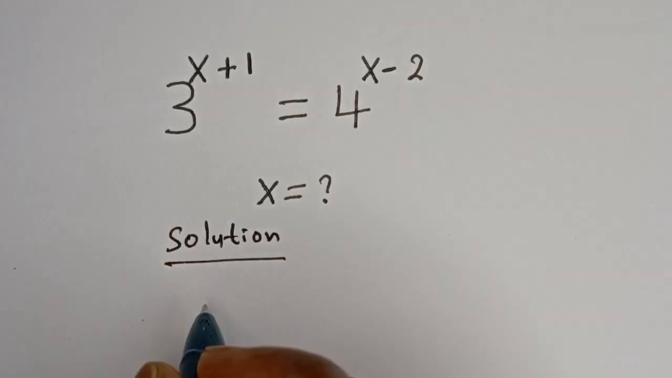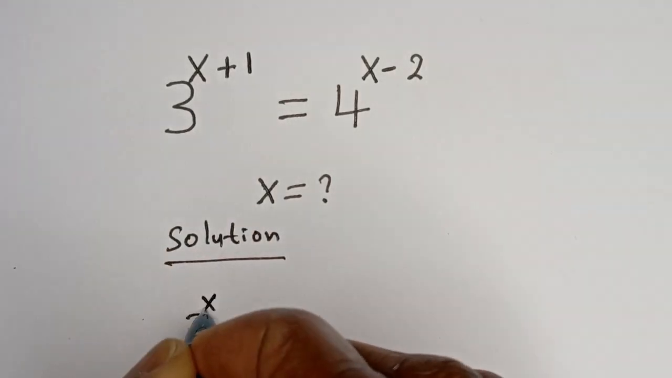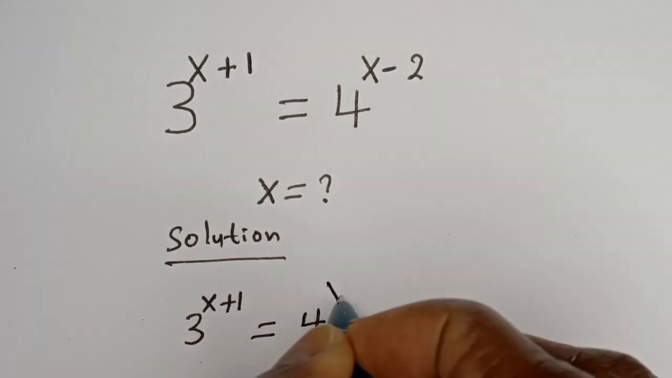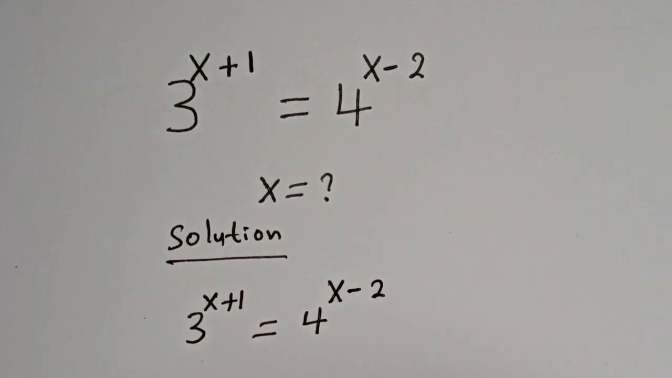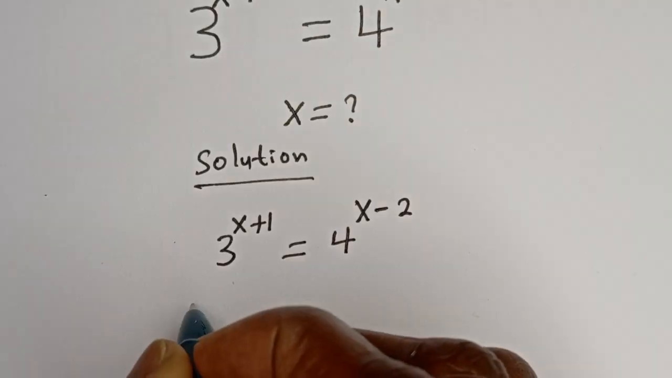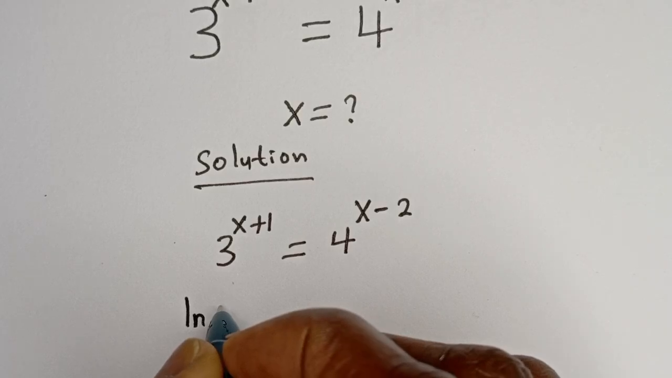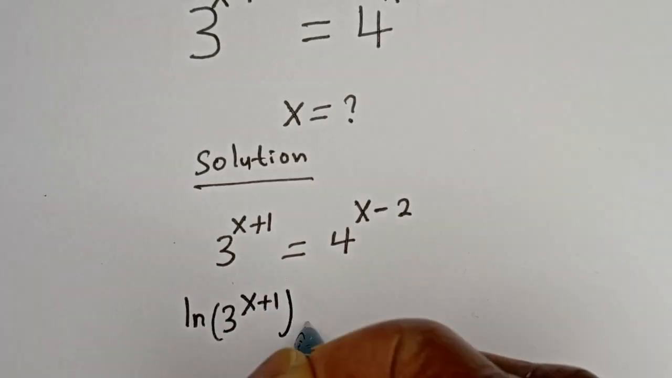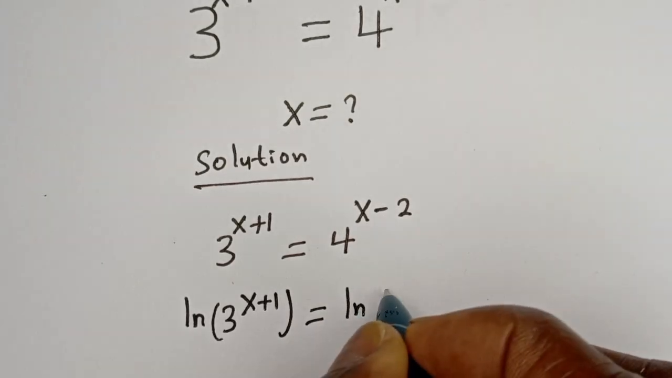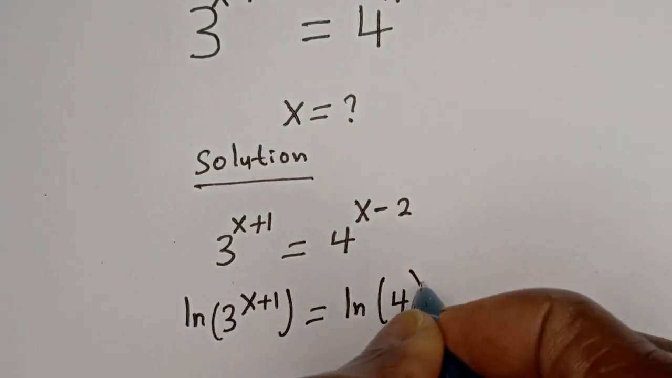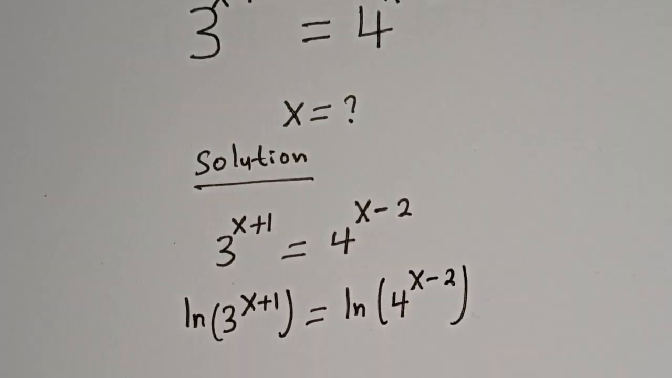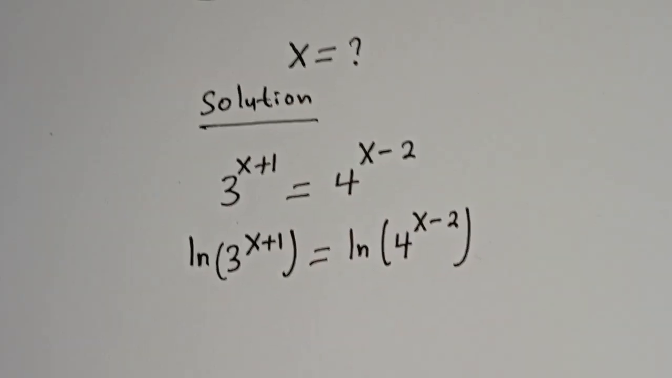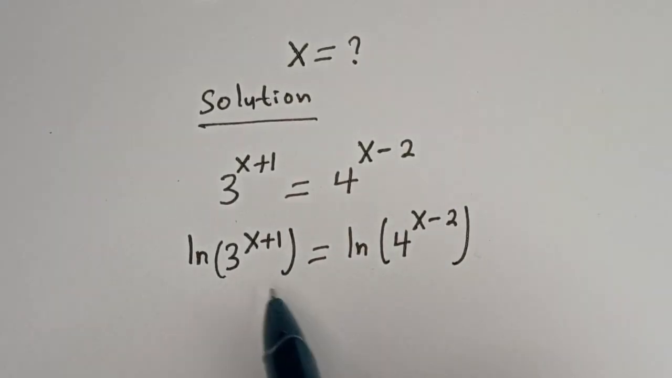Here we have 3 to the power of x plus 1 is equal to 4 to the power of x minus 2. Let's take the log of both sides. ln of 3 to the power of x plus 1 is equal to ln of 4 to the power of x minus 2. Then, at this point, we can now apply the power rule of logarithms.